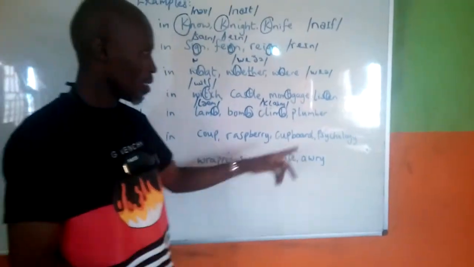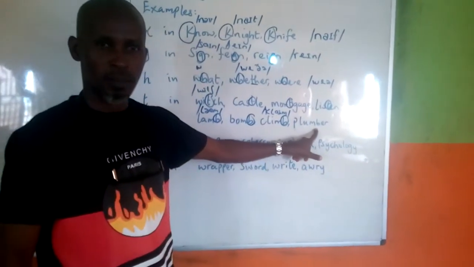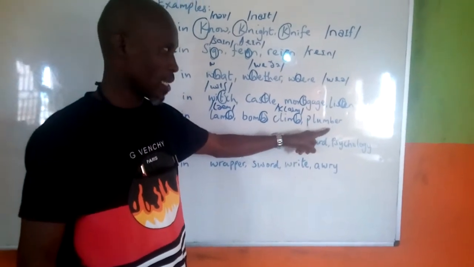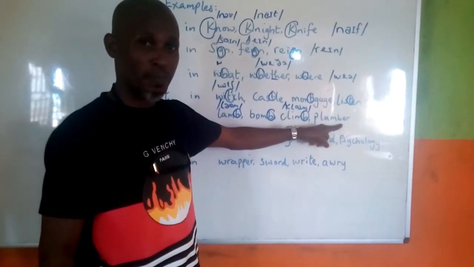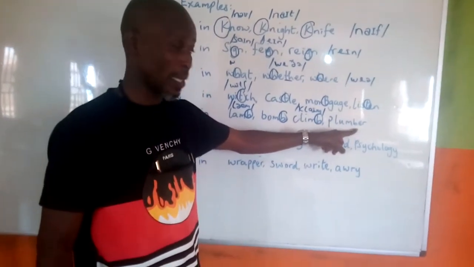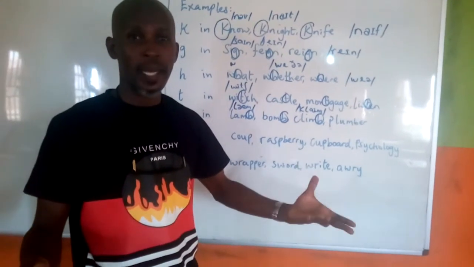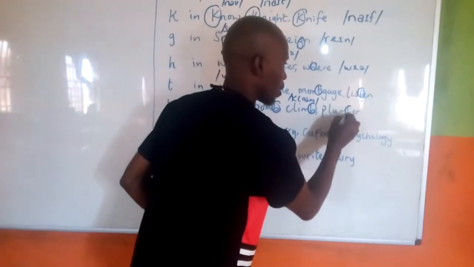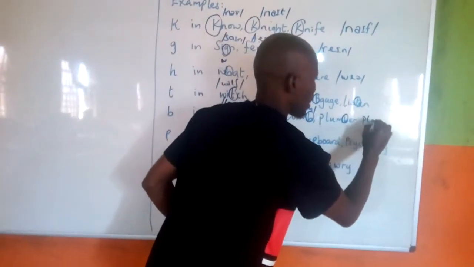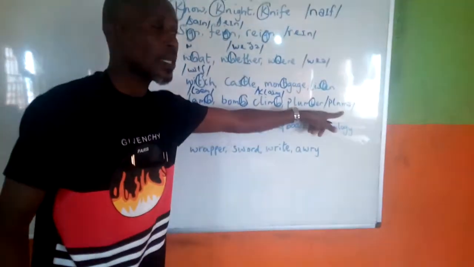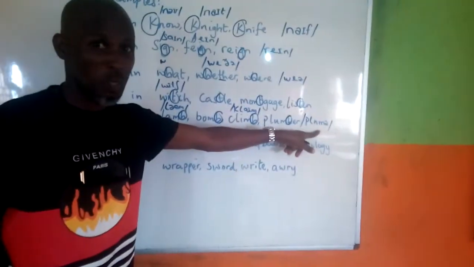Now let's look at another one. This is "plumber". In my pronunciation, you can see that the letter B is silent. The consonant B is silent. It's a silent letter. Most people pronounce the B in "plumber", but the letter B is silent. Now let's look at the transcription. From the transcription here, you can see that the B is actually silent, which means it is not pronounced.